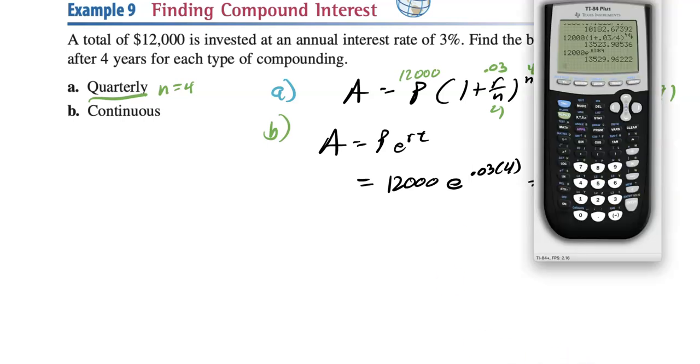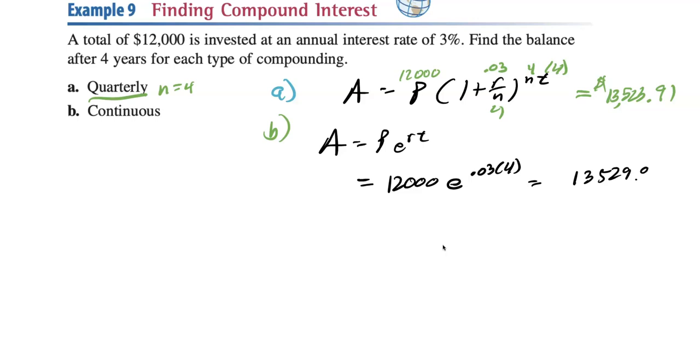And I didn't count the cents. 96 cents. So you can see it's a little bit more money if you make it, which over time adds up. So continuous is generally the way you want to go. So you make more money that way.